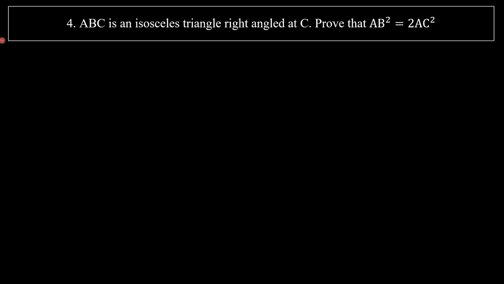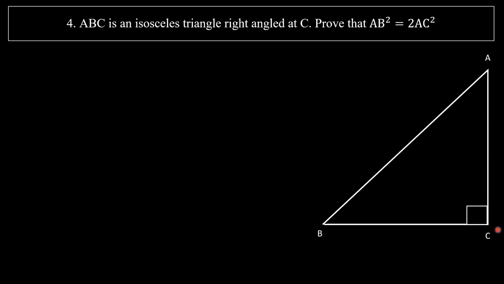Question number 4. In question number 4, we are given an isosceles triangle which is right angle at C. Isosceles triangle with two sides of equal length this way. So hypotenuse is the largest, means these two sides are equal, AC and BC are equal. We need to prove that AB square is equal to twice of AC square. So very simple question actually, it's simplest of the exercise, right?